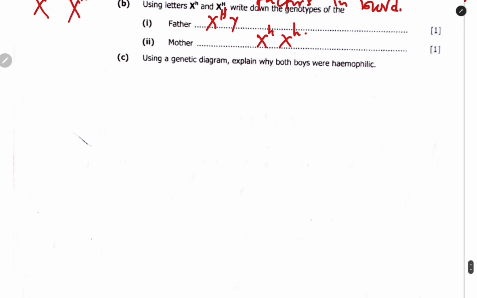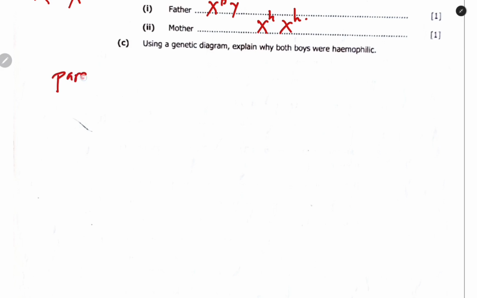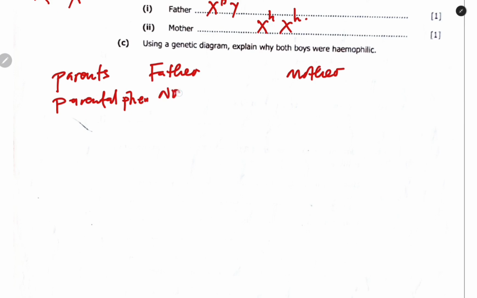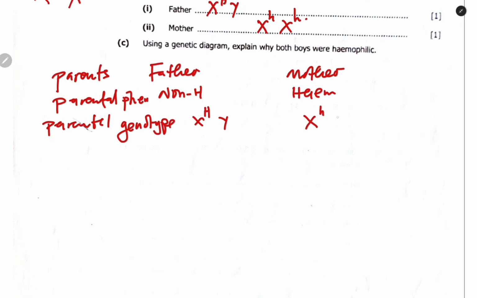Then using the genetic diagram, explain why both boys were hemophilic. Okay, so let us draw. We have the parents, that is father and mother. Then we have parental phenotype: non-hemophilic and hemophilic. Then parental genotype: X^H Y for the father, and X^h X^h for the mother.